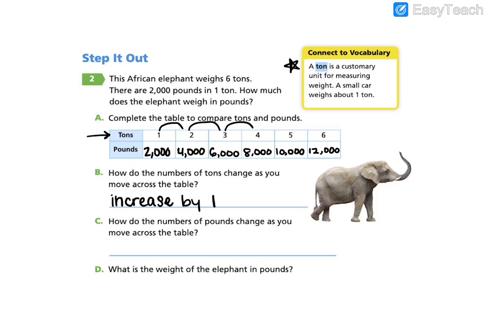And what happens with the number of pounds as we move across the table? 2,000 to 4,000 to 6,000 to 8,000. What's happening there? Each one increases by 2,000 as we move.